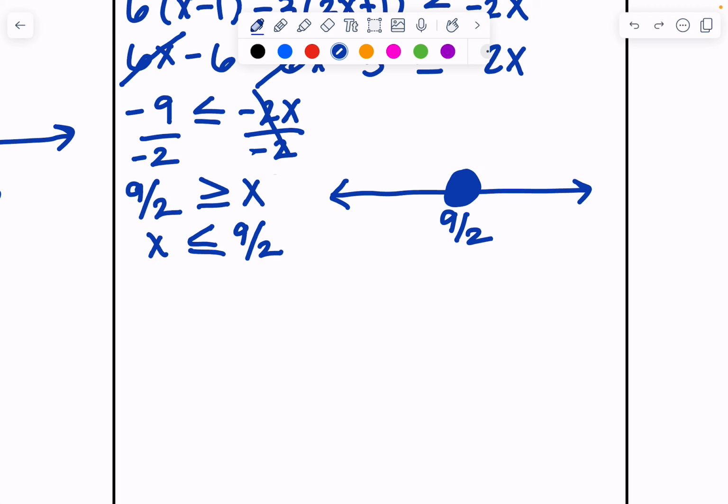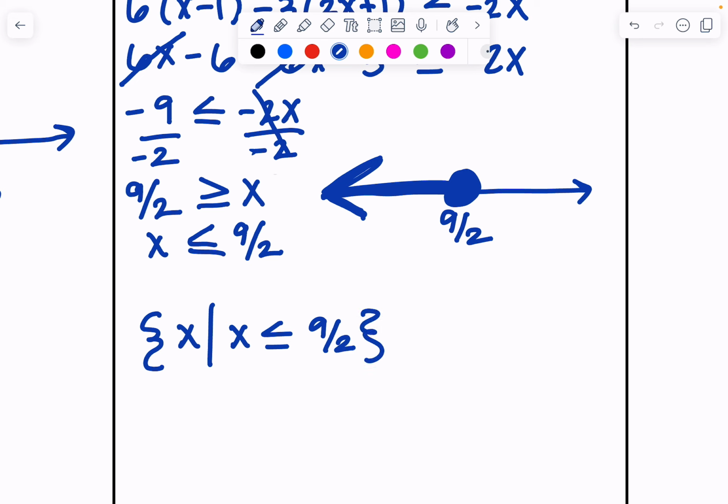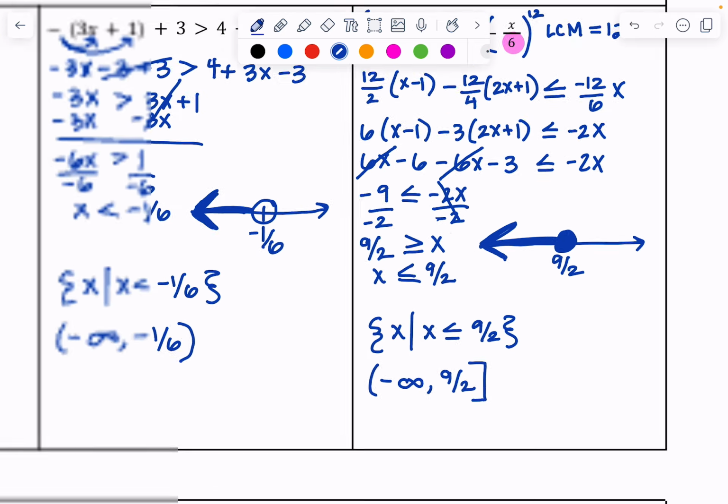So now that we've rewritten it, we can see that x is less than or equal to 9 over 2, so we are shading to the left. In set notation, this would be x such that x is less than or equal to 9 over 2. In interval notation, the smallest number less than or equal to 9 over 2 would be negative infinity. The largest would be 9 over 2, and because it's or equal to, we will include it, but using a square bracket.